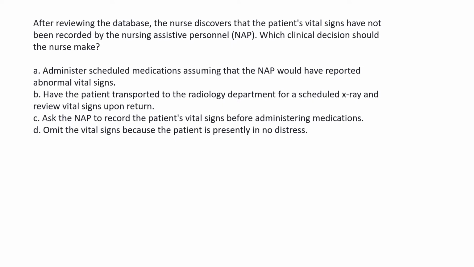After reviewing the database, the nurse discovers that the patient's vital signs have not been recorded by the nursing assistive personnel, NAP. Which clinical decision should the nurse make? A. Administer scheduled medications assuming that the NAP would have reported abnormal vital signs. B. Have the patient transported to the radiology department for a scheduled X-ray and review vital signs upon return. C. Ask the NAP to record the patient's vital signs before administering medications. D. Omit the vital signs because the patient is presently in no distress.